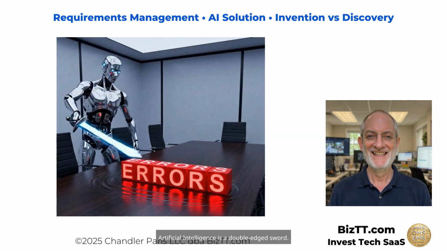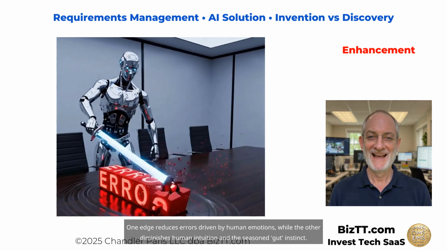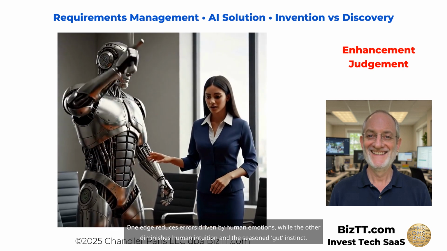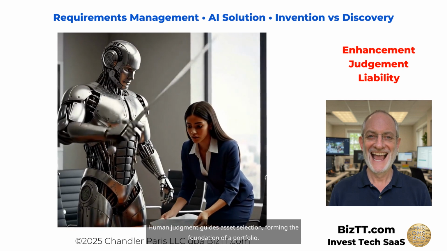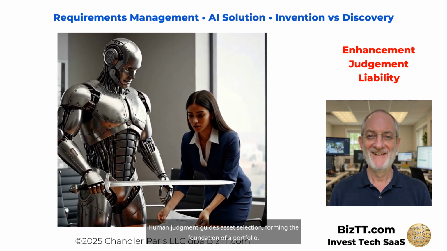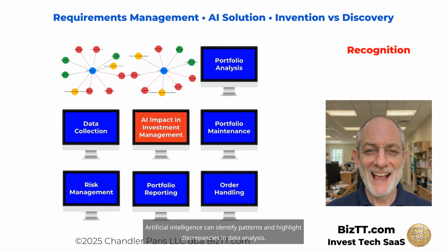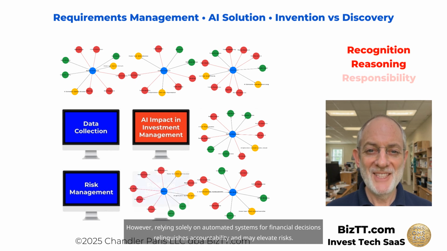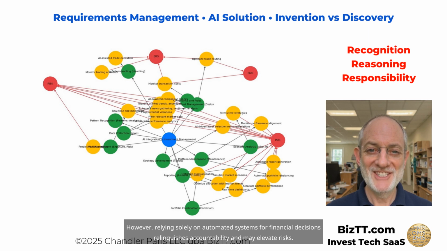Artificial intelligence is a double-edged sword. One edge reduces errors driven by human emotions, while the other diminishes human intuition and the seasoned gut instinct. Human judgment guides asset selection, forming the foundation of a portfolio. Artificial intelligence can identify patterns and highlight discrepancies in data analysis. However, relying solely on automated systems for financial decisions relinquishes accountability and may elevate risks.